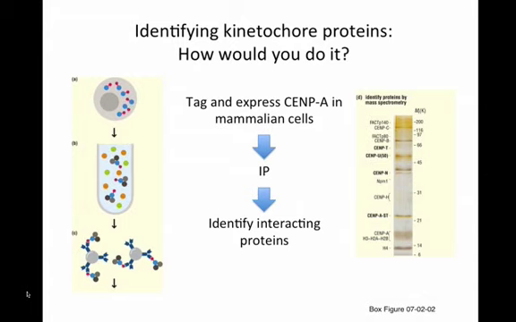So if you were trying to identify kinetochore proteins, how would you do it? I have some things up here. They may or may not make sense to people, but just off the top of your head, what would be a good way to identify kinetochore proteins if you know SEMP-A is important in kinetochore assembly? What would you do?